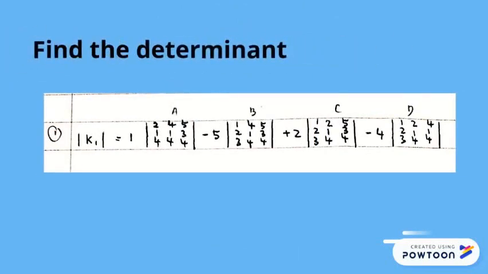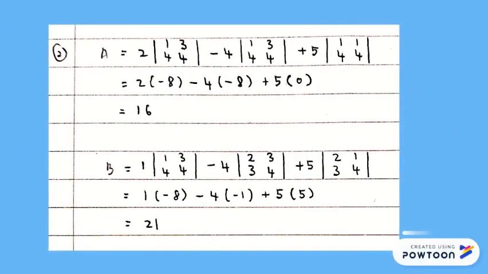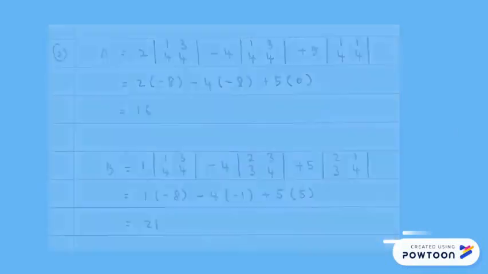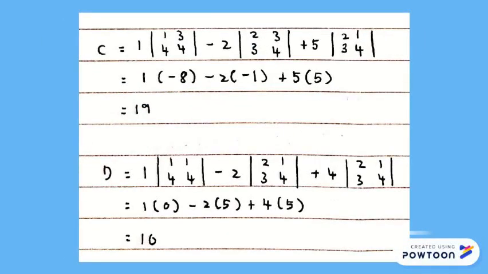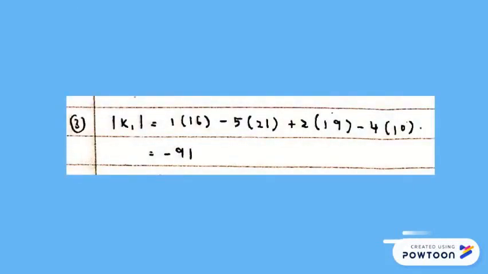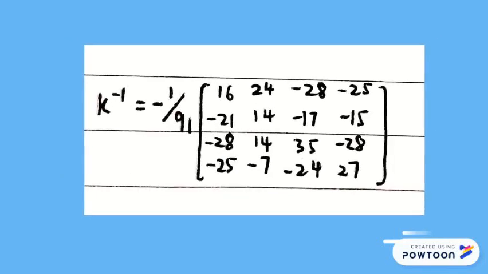After getting the 2x2 matrix form, we can find the determinant of matrix K, just like what we do in solving the 3x3 matrix. And there we go, we got -91 as the determinant of matrix K1. So the final part in finding the inverse of matrix K is substituting the determinant and adjoint that we obtained from the past procedures.